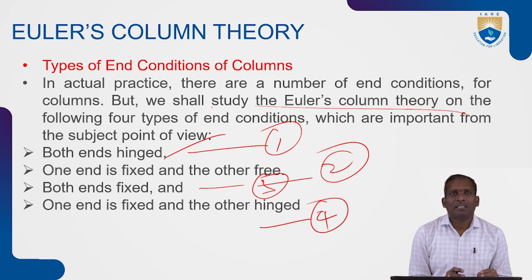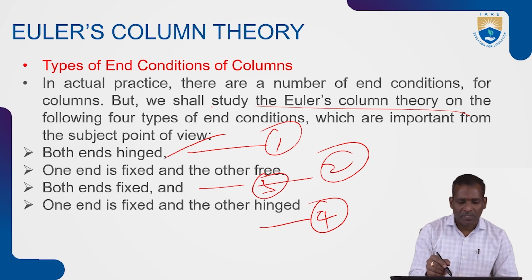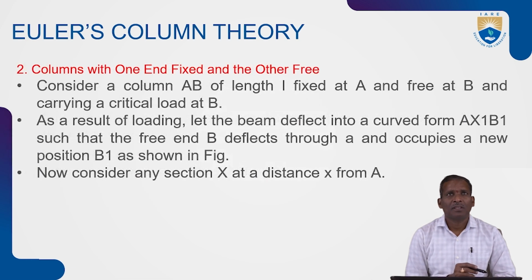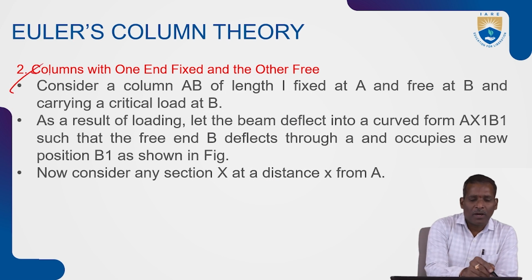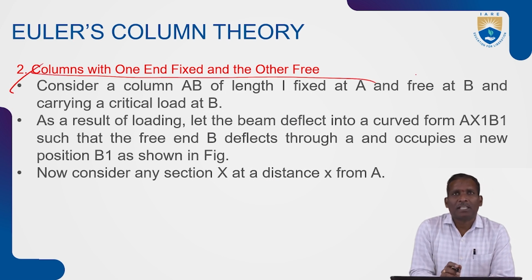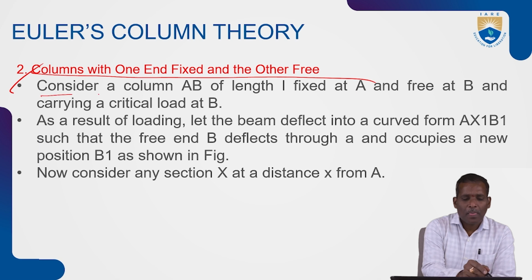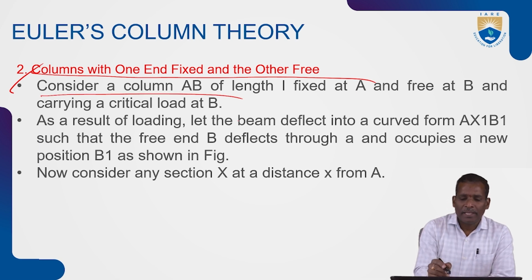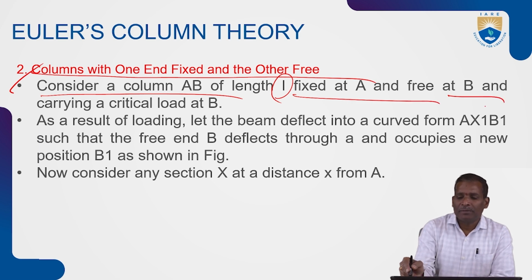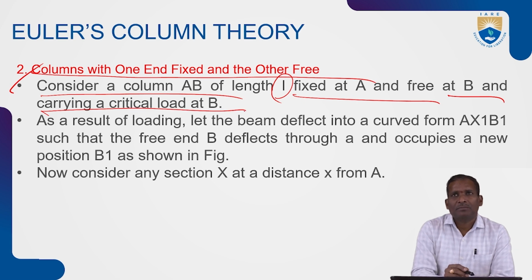For both ends hinged, the condition we have already discussed in the previous session. The remaining ones we will see in this session, starting with the second one, one end fixed and the other end free. So, columns with one end fixed and the other end free: consider a column AB of length L, fixed at A and free at B, and carrying a critical load at B.